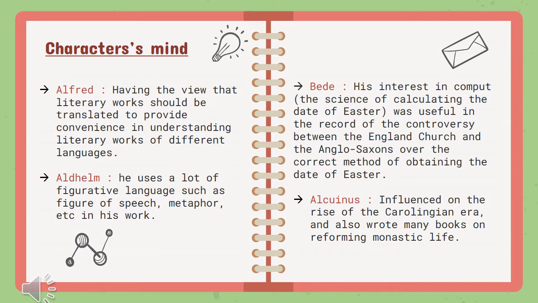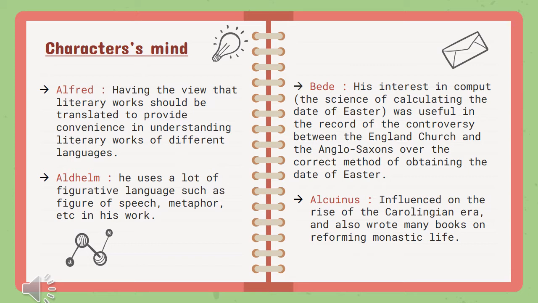He used a lot of figurative language such as figure of speech, metaphor, etc. in his work. The third is Bate. His interest in compute, the science of calculating the date of Easter, was useful in the record of the controversy between the England Church and the Anglo-Saxons over the correct method of obtaining the date of Easter.